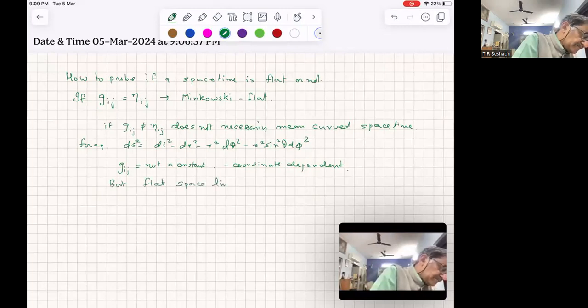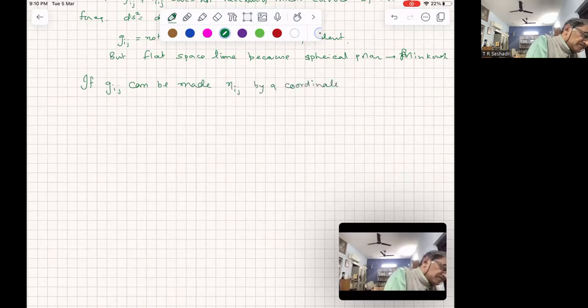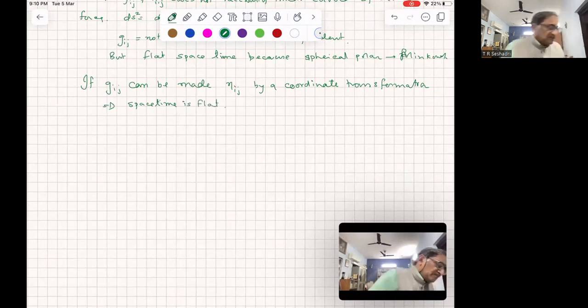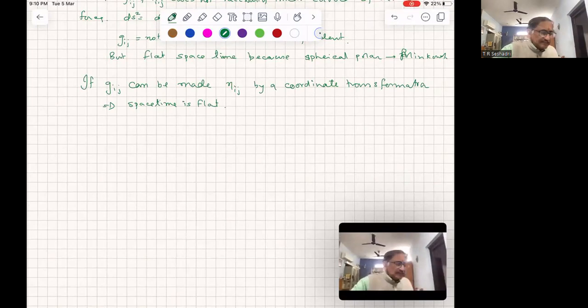It is flat space-time because you can make it from spherical polar to flat, to Minkowski. So what it means is, if g_{ij} can be made eta_{ij} by a coordinate transformation, it implies that the space-time is flat. Although as a matter of principle, this is a good criterion, it is not practical to use.